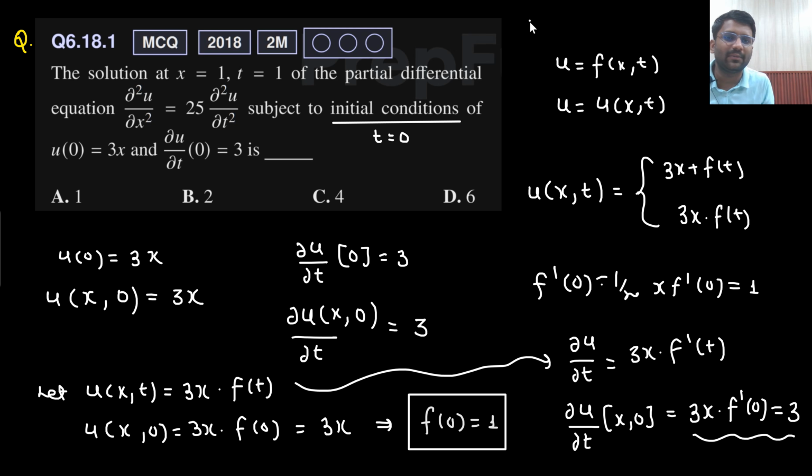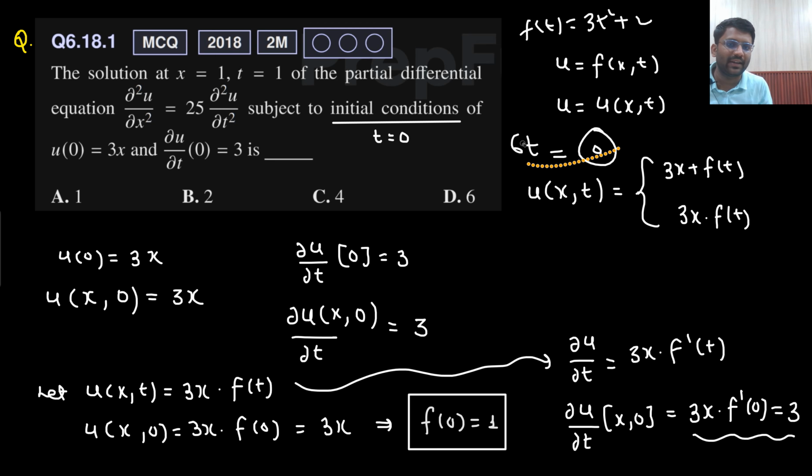Let's just say I have some function of t that is 3t square plus 2. If I differentiate it, I will get 6t. If I put t equals to 0, I am getting the answer to be 0 only. It cannot be a function of x. Are you able to understand this point?